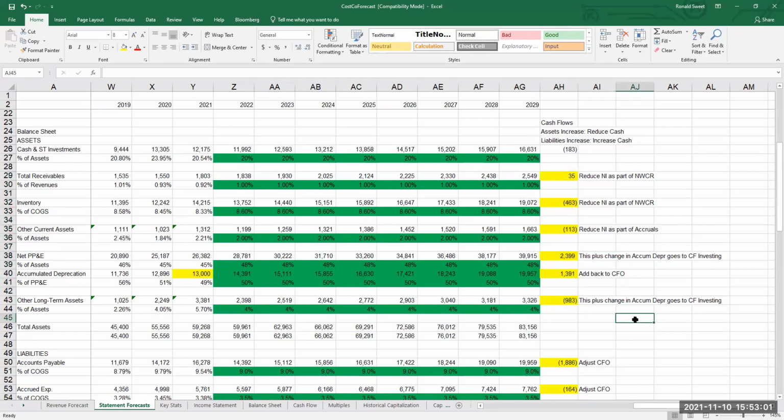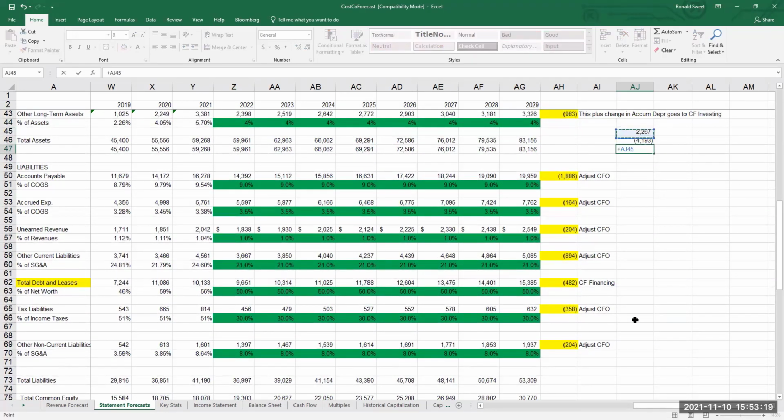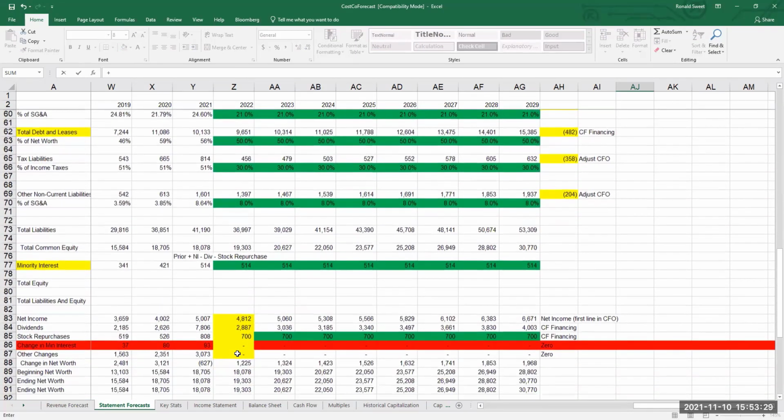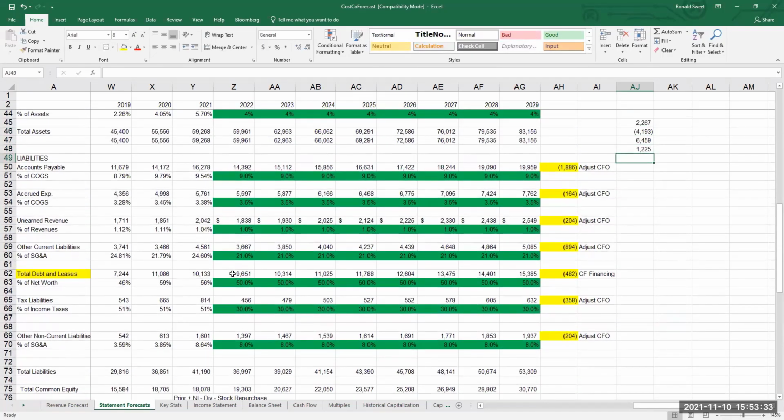The other thing we can do is to equal sum all of these. Equal sum of these. That minus that. And then all we got left are the changes in net worth. Changes in net worth 12. Yeah, it's just too big of a number. I don't know what we're missing here.